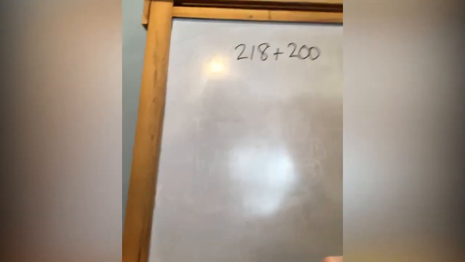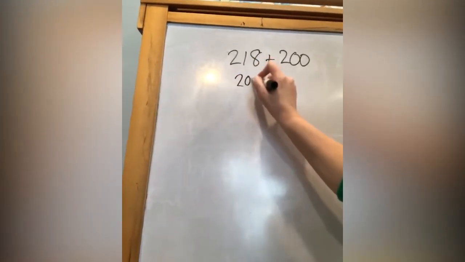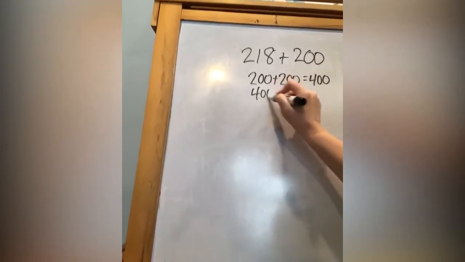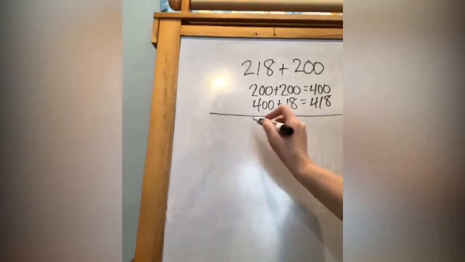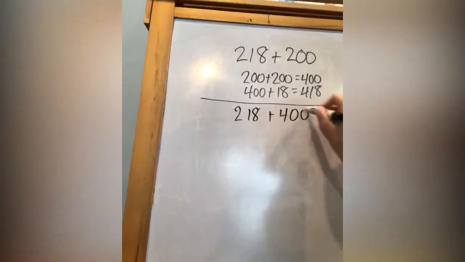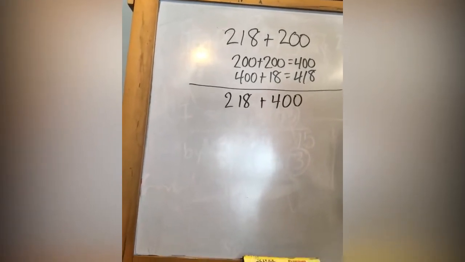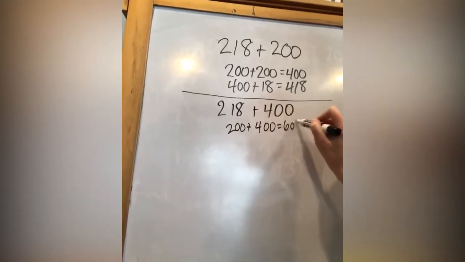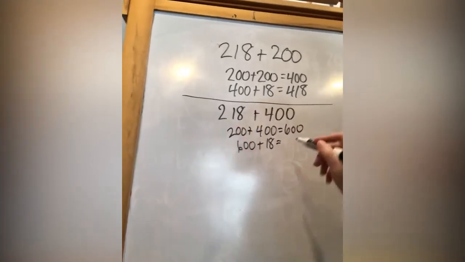I took away the 18 and I did 200 plus 200 is 400, and then 400 plus 18 is 418. Okay, very good. Okay, so then what if I change the problem to 218 plus 400? I would do 200 plus 400 is 600, and then add 18, which is 618. Okay, so a similar strategy there. He's going to go ahead and add his hundreds together.